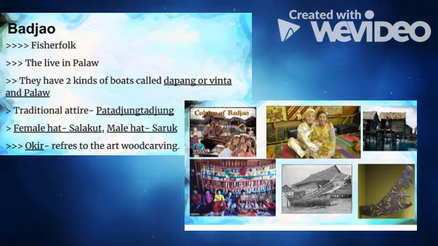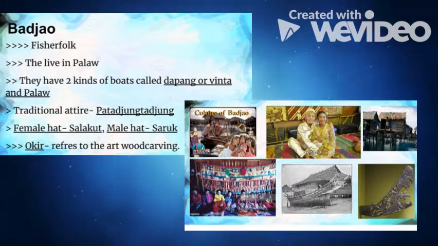For the girls, they wear this female hat. We have the salakot. For the male hat, we call it sarok. They wear those if they are going to marry. And they have two kinds of boats, class. We call them dapang or vita, and palau. If you observe their boat in the picture, it has a beautiful carving. We call it ukir. That is one of their beautiful artworks, made of wood. They carve it. We call it ukir.